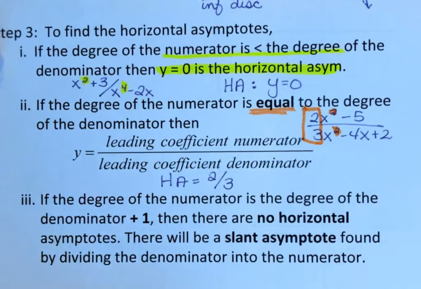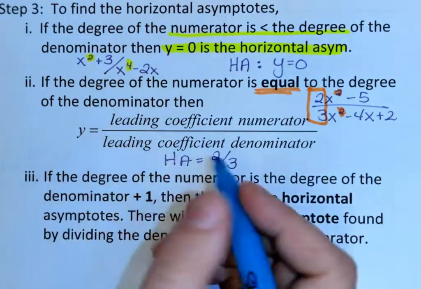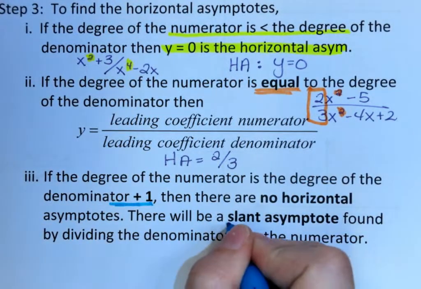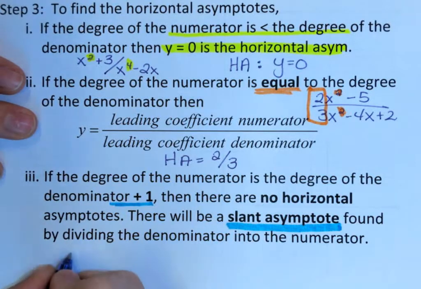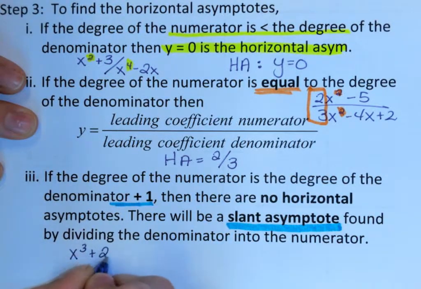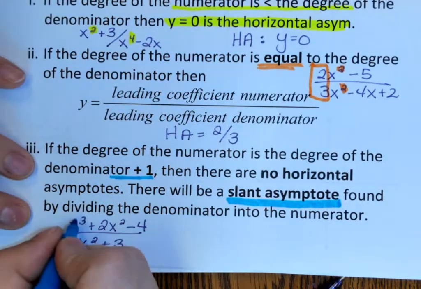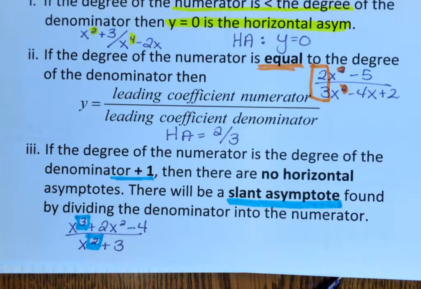Now, if the top is bigger than the bottom by 1, we have what's called a slant asymptote. It's not horizontal, it's a slant. That's what I would get if I had, for example, x cubed plus 2x squared minus 4 over x squared plus 3. The degree of the top is exactly 1 more than the degree of the bottom.